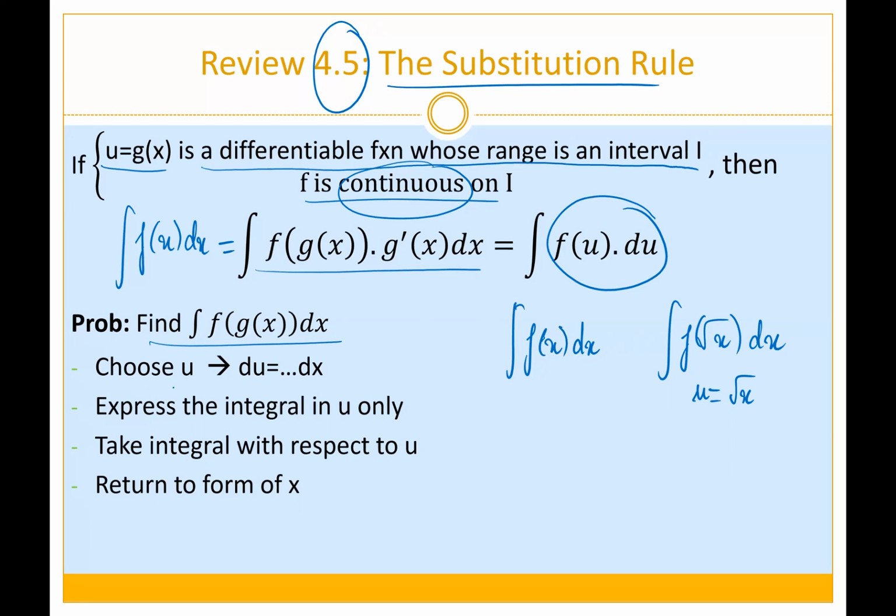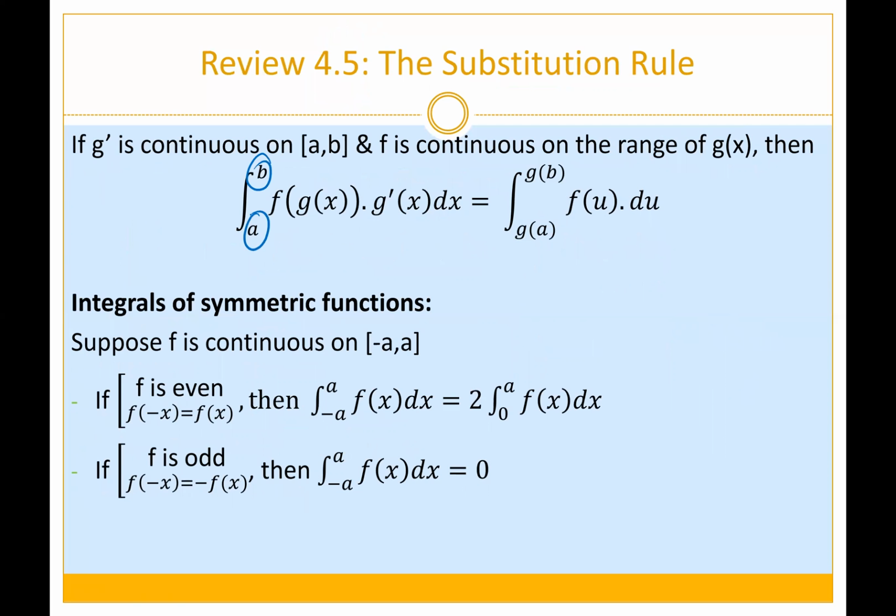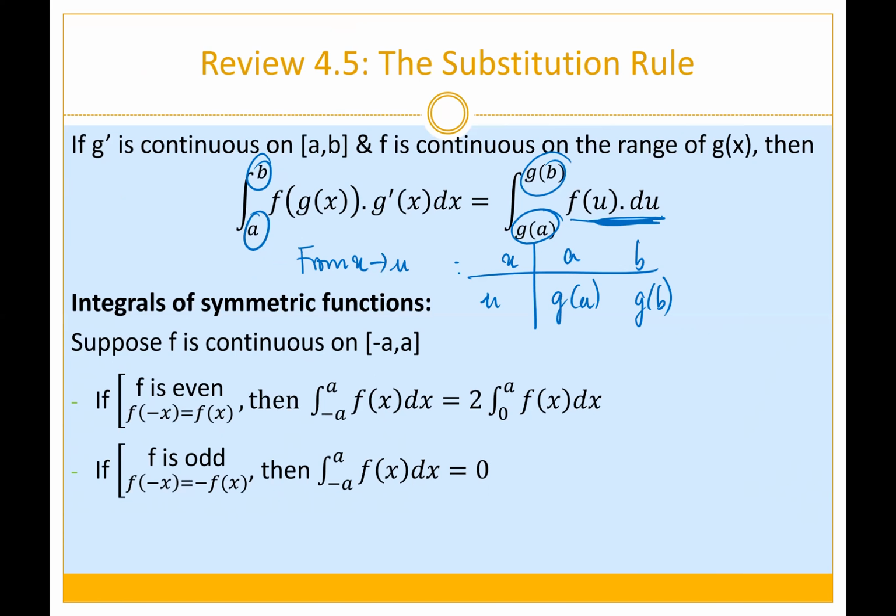So you choose u equals g(x), so du is going to be something times dx. Then you put the whole integral in terms of u only, take the integral with respect to u, and return to the form of x. Now, if you were given a definite integral, with boundaries from a to b, when you change the variable from x to u, you have to change the boundaries too. So basically, you have a to b, and you're going to have g(a), g(b). So your new integral has new boundaries, and you make sure that when you rewrite it, it has nothing more to do with x. That's up to your choice of rewriting the expression and your ability to do some algebraic manipulations. So g prime has to be continuous and f is continuous on this range as well.